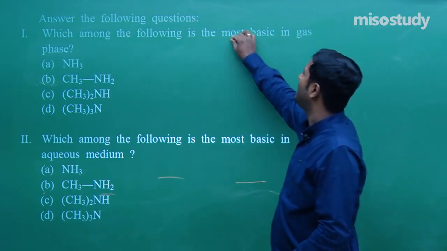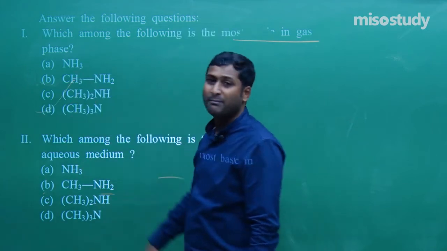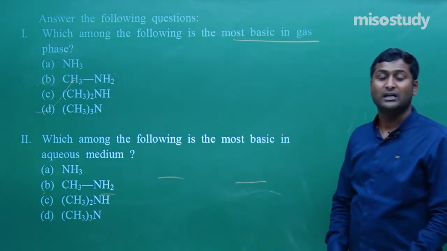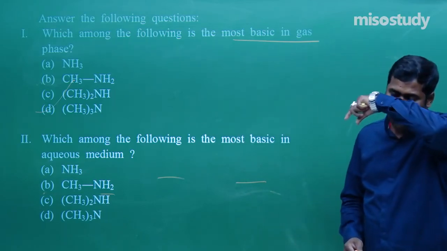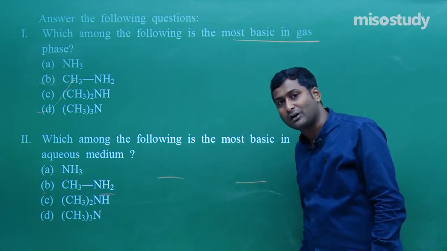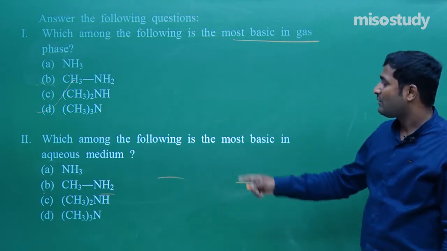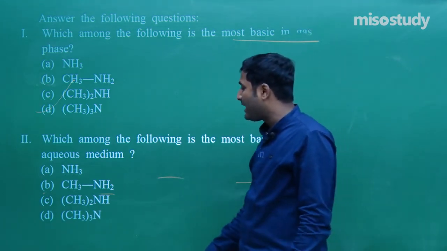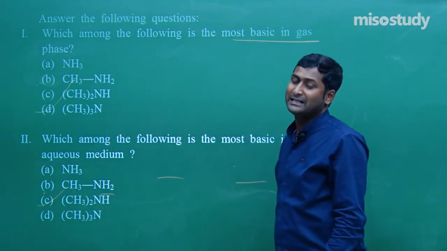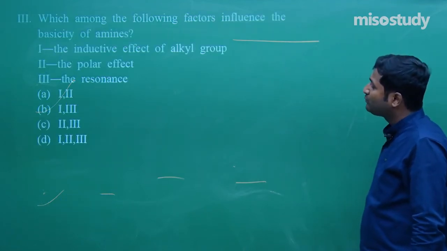As I told you, if the medium is gaseous, normal phase, then 3-degree is dominant because of the plus I effect. But if I talk about an aqueous medium, then we have to watch the resonance also, check the steric hindrance, and check the plus I effect also. After comparing all, what we get is that in the case of aqueous medium, 2-degree amine has more basic character than 3-degree and 1-degree. Now let's move to the next one.